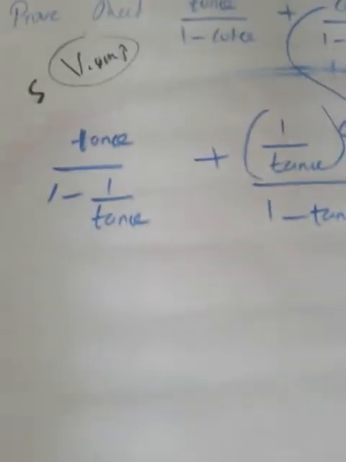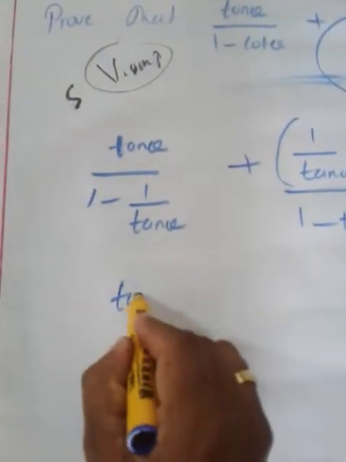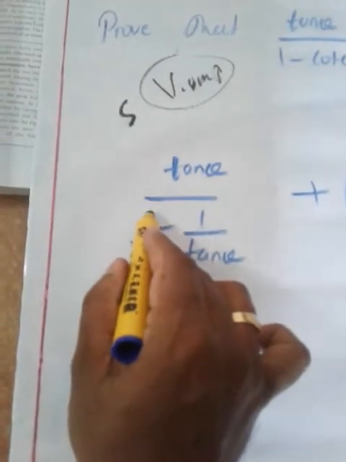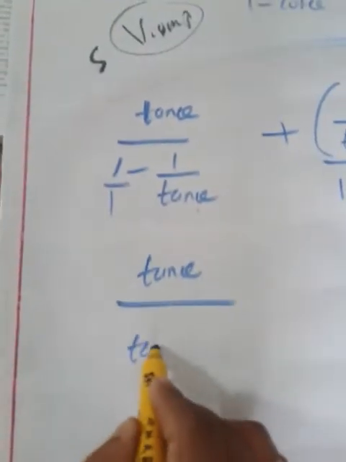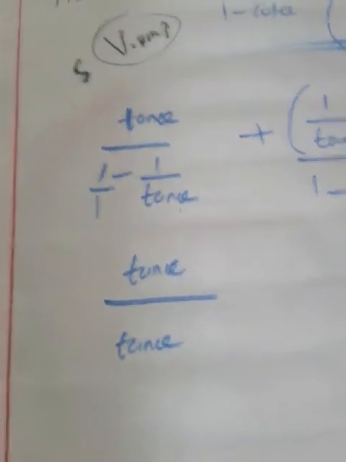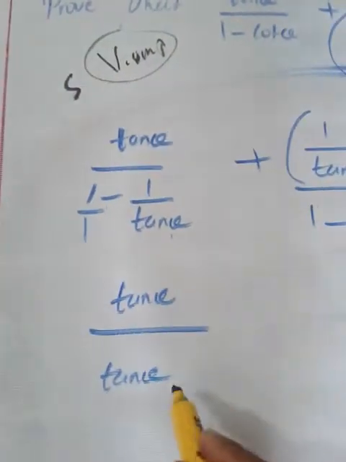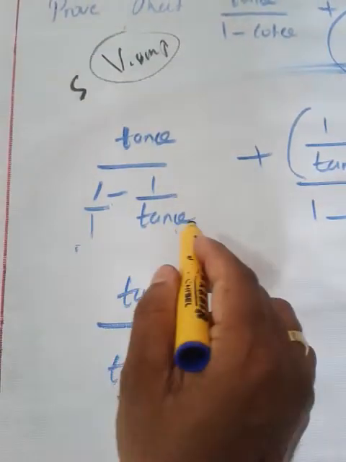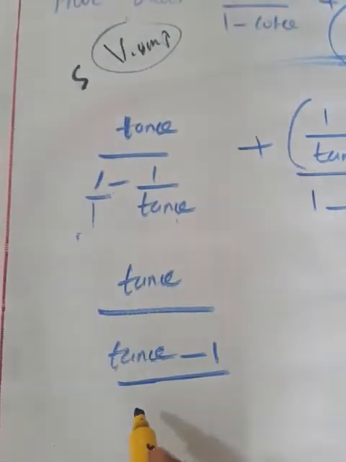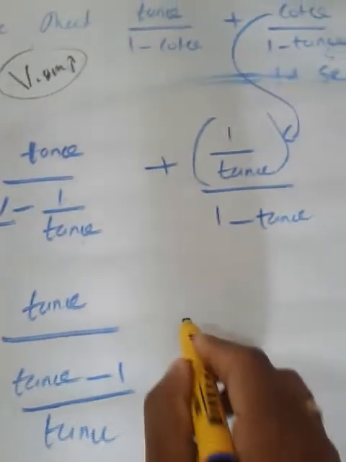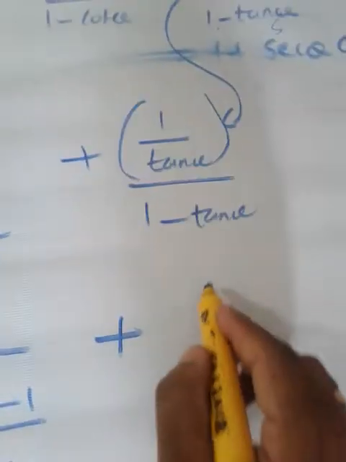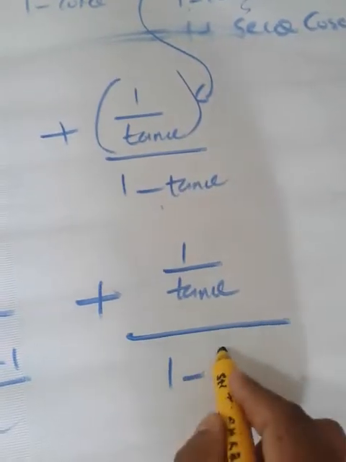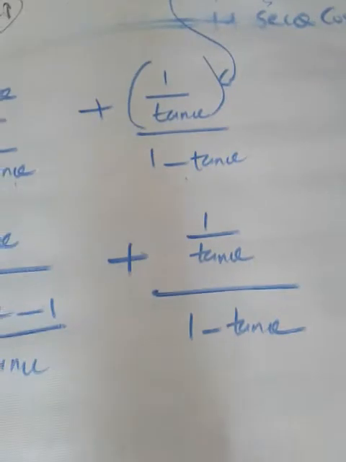And now just see tan theta divided by this one. Let me write it as 1 by 1 and just cross multiply. What is 1 into tan theta? Tan theta, isn't it? And this minus, what is 1 into 1? 1 divided by tan theta. Similarly, numerator as it is, 1 by tan theta, denominator 1 minus tan theta. You may have understood.